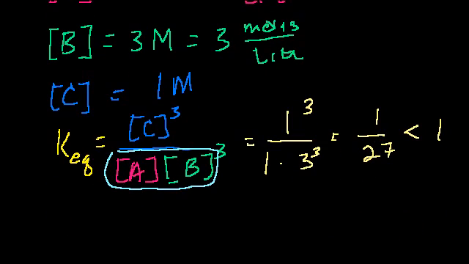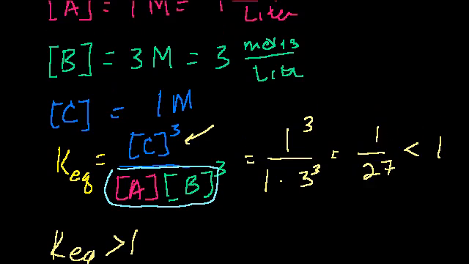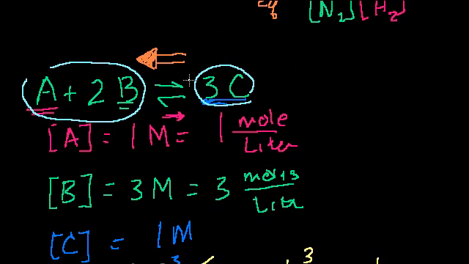On the other hand, if the equilibrium constant was greater than 1, that means that this numerator is greater than this denominator, which would imply that once you're in equilibrium, you end up with a lot more of the stuff on the right than the stuff on the left. So then that means the reaction would just be going in the forward direction.